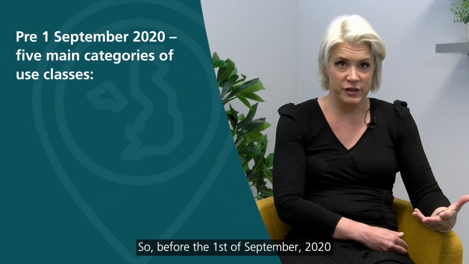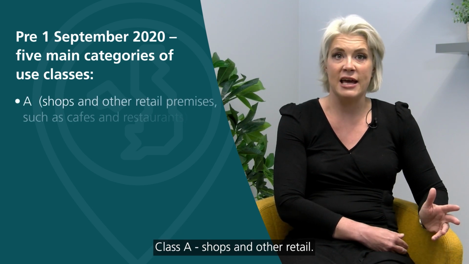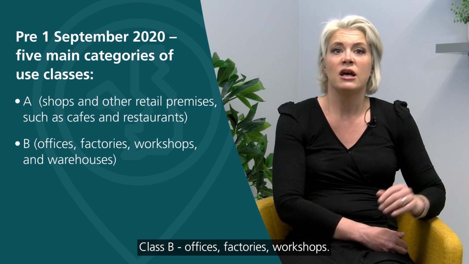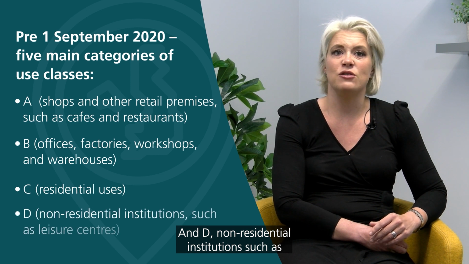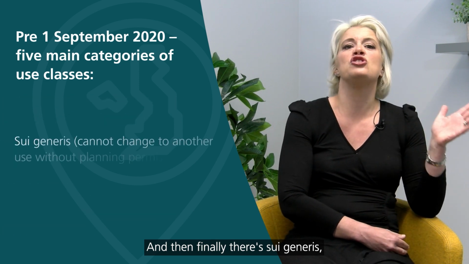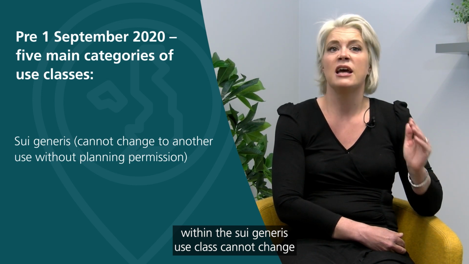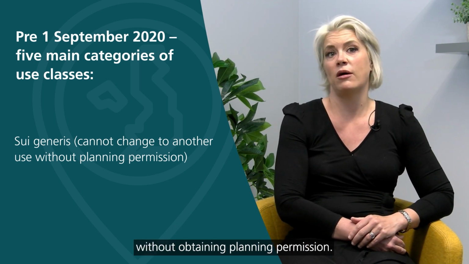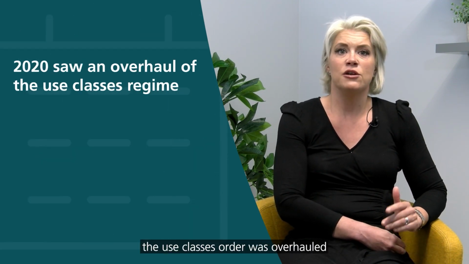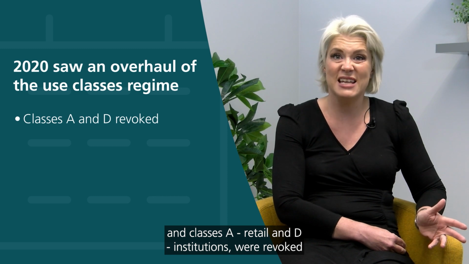So, before the 1st of September 2020, there were 5 main categories of uses in England. Class A, shops and other retail. Class B, offices, factories, workshops. Class C, residential. And D, non-residential institutions such as leisure centres and schools. And then finally there's sui generis, which means on its own. And uses which fall within the sui generis use class cannot change to any other use whatsoever without obtaining planning permission.